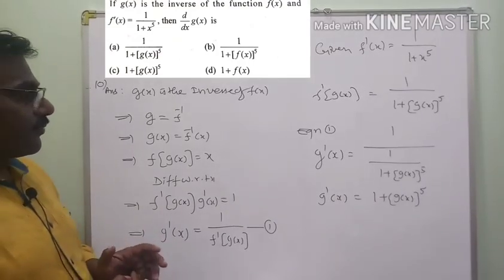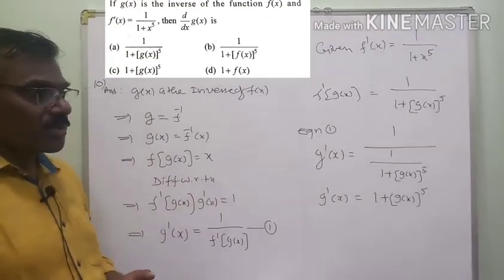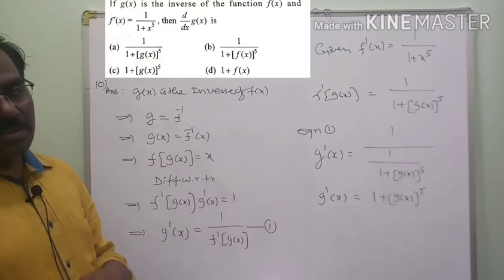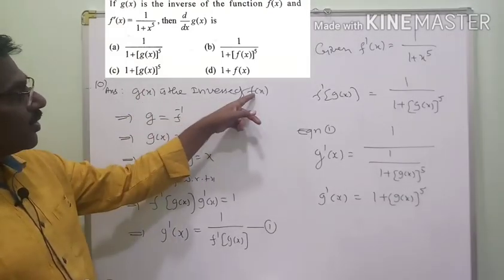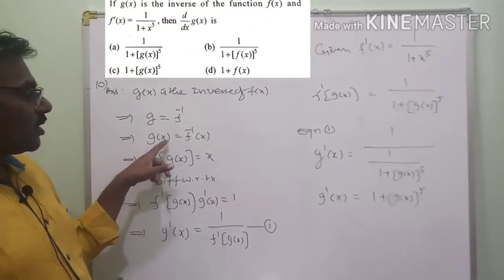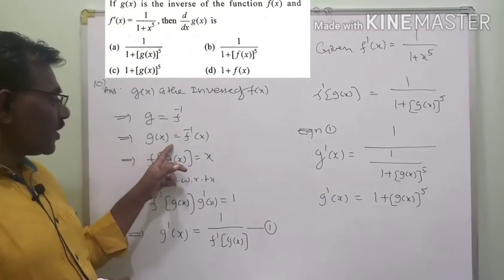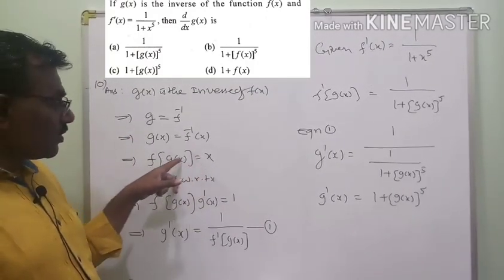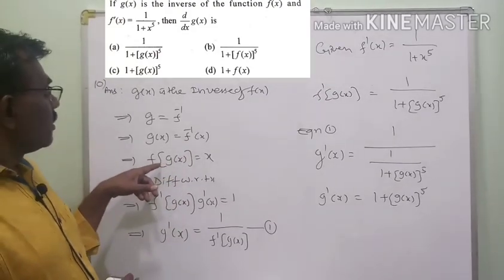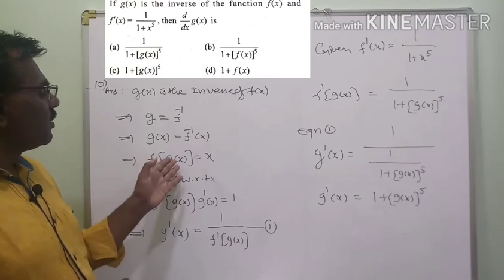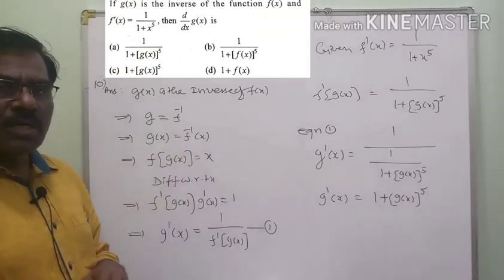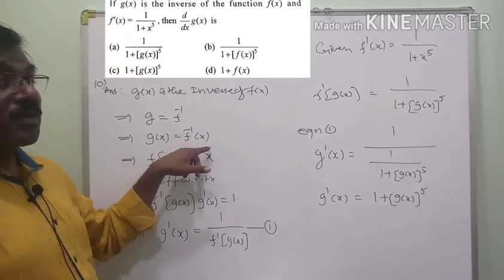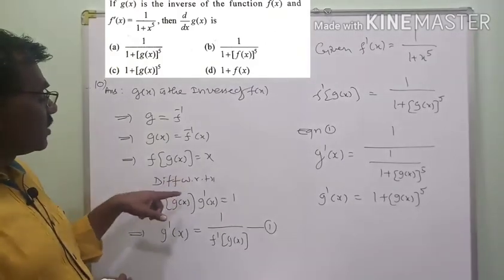So I'll repeat it once again. It's not a difficult problem, the level is easy only. G of x is the inverse of f, so g of x is f inverse of x. When g of x is f inverse, f into g of x is x. Even g into f of x is also correct; we will get the same final answer. So f into g of x is x, because g is the inverse of f.